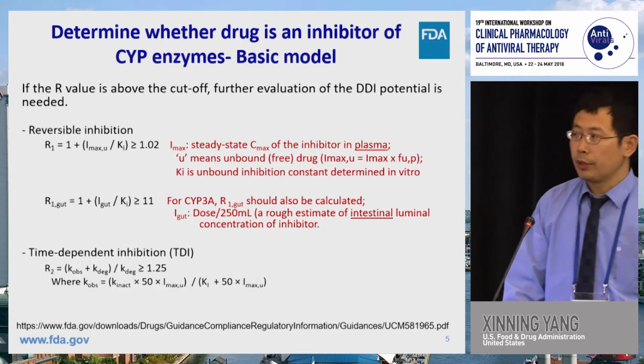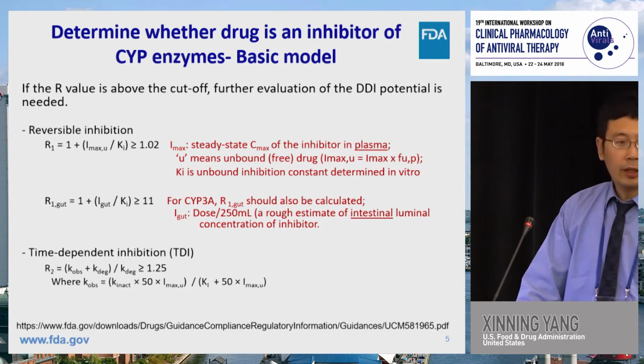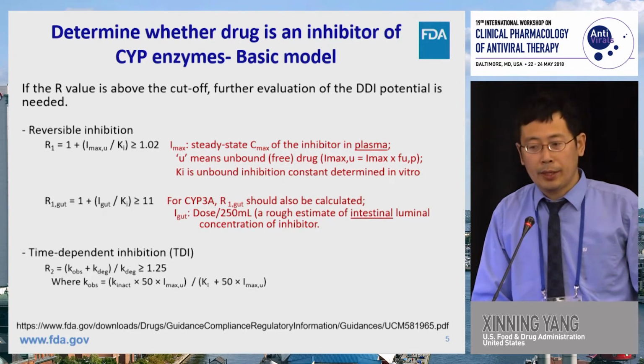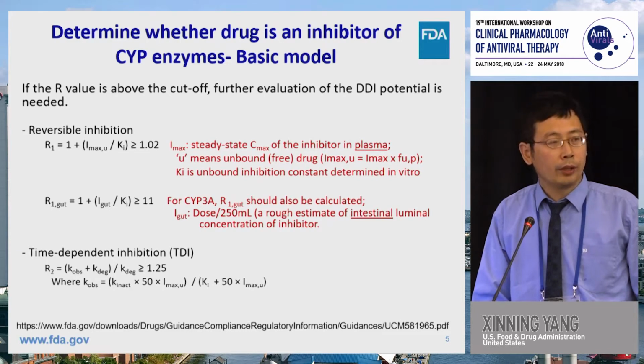There are two major mechanisms. One is reversible inhibition. The other is time-dependent inhibition. For reversible inhibition, the R1 value is calculated as 1 plus Imax unbound divided by Ki, and compared to a cutoff value of 1.02.